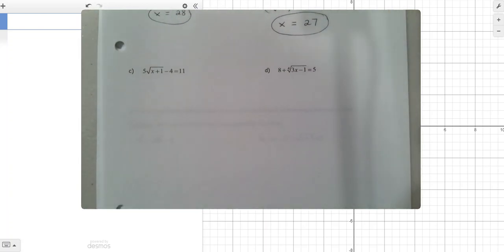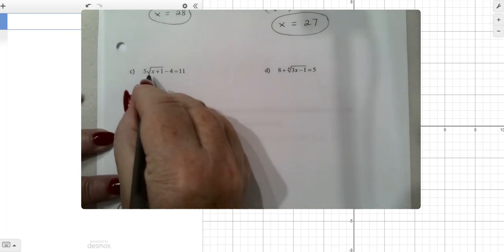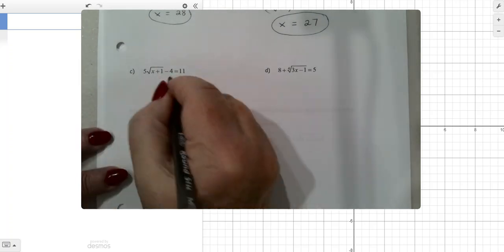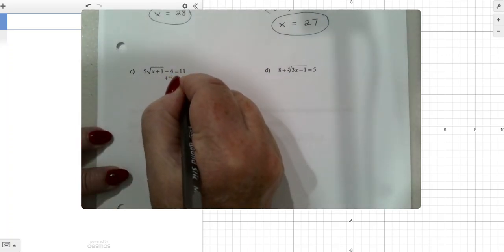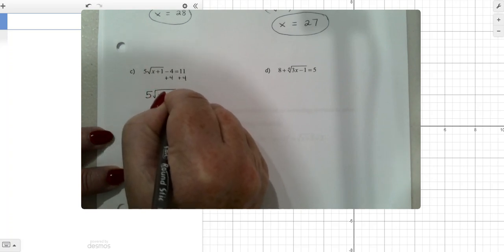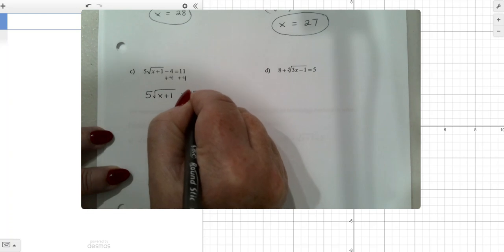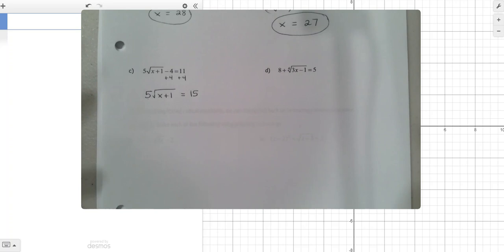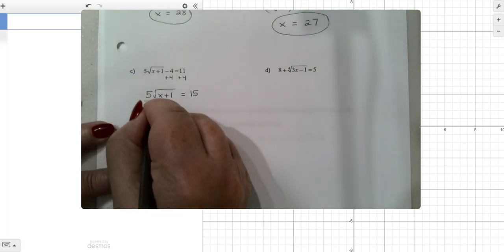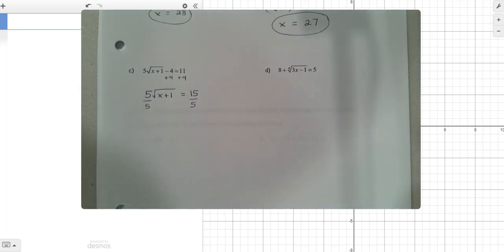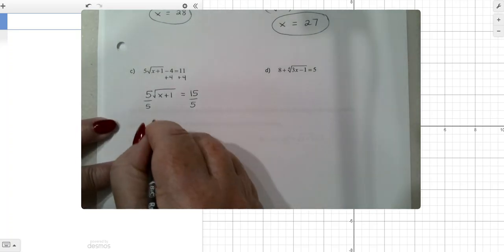All right, C. I've got a square root of x plus 1 as my radical in this problem, and I'd like to get that by itself before I do anything else. So I'm going to add the 4. And that gives me 15. And I can divide by the 3 without it coming out to be a fraction. Don't love fractions in these situations, so sometimes I don't do the dividing step. But in this case, it comes out evenly, so I'm going to.